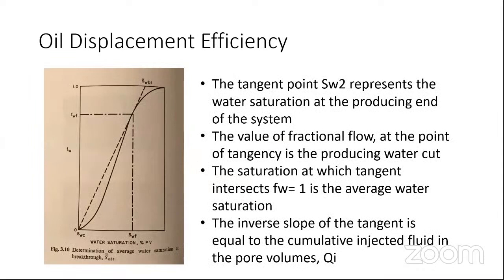Now I'm going to talk about oil displacement efficiency. So the tangent point Sw2 represents the water saturation at the producing end of the system. The value of the fractional flow at the point of tangency is the producing water cut. The saturation at which the tangent intersects fw1 is the average water saturation. So this is everything I mentioned before. And then the inverse slope of the tangent is equal to the cumulative fluid of the injection volumes, or Qi.